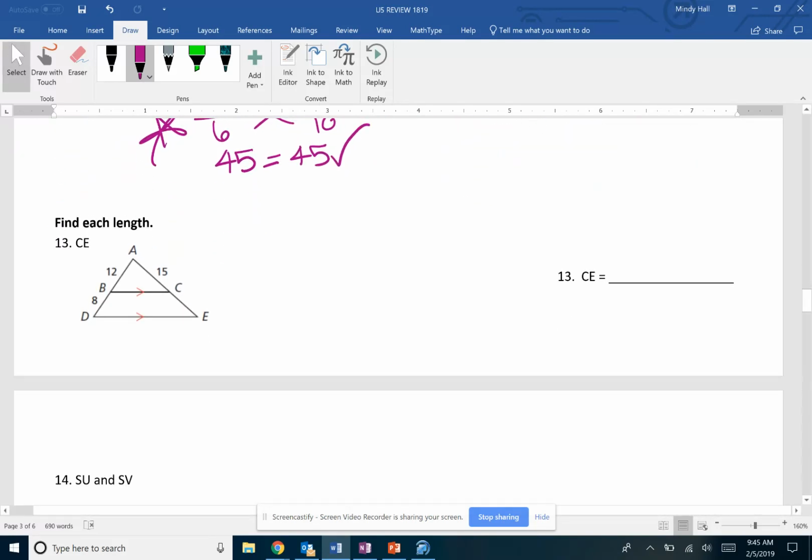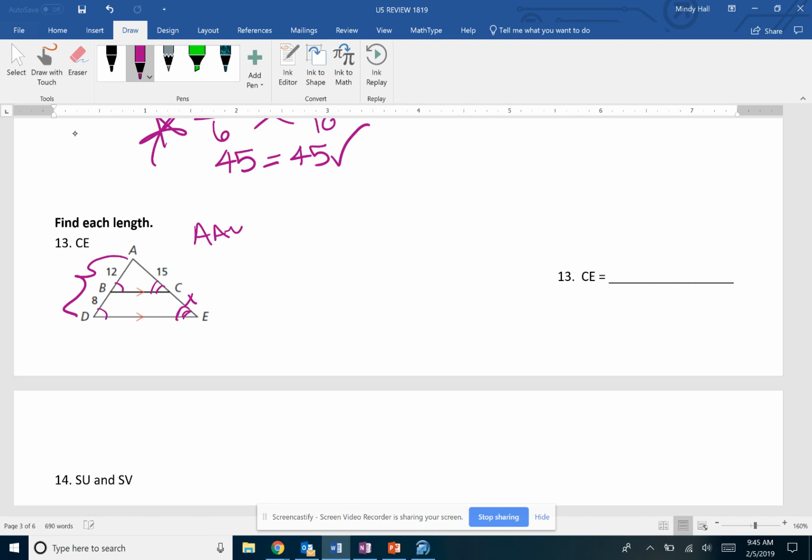For 13, we have to find the length of CE. So I'm just going to label that as X. And so because these are parallel, again, we have corresponding angles right here. So that's kind of the nice thing. We know that this is similar because of AA similarity. So then you're having to set up the proportion.